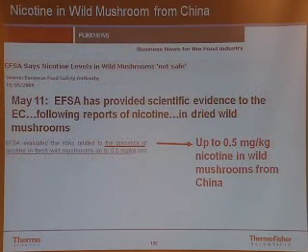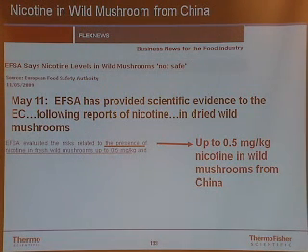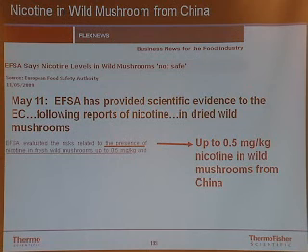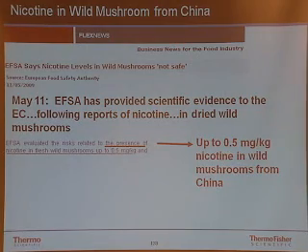Here's an interesting one out of China. In May of this year, May 2009, the European Food Safety Authority issued a statement that said they had scientific evidence of finding nicotine in wild dried mushrooms being exported from China. Now, who would ever think, how could you ever get nicotine into mushrooms? You know, nicotine you get in cigarettes, but mushrooms don't smoke cigarettes. I mean, how do you get nicotine into the mushrooms?